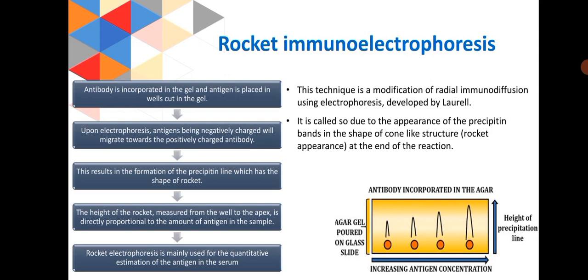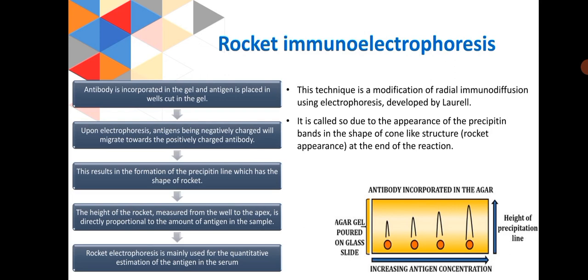Rocket immunoelectrophoresis. This technique is a modification of radial immunodiffusion using electrophoresis, developed by Laurell. It is called so due to the appearance of the precipitin bands in the shape of a cone-like structure, that is, of rocket appearance, at the end of the reaction. Antibody is incorporated in the gel and antigen is placed in wells cut in the gel. Upon electrophoresis, the negatively charged antigen will migrate towards the positively charged side. This results in the formation of a precipitin line which has the shape of a rocket.